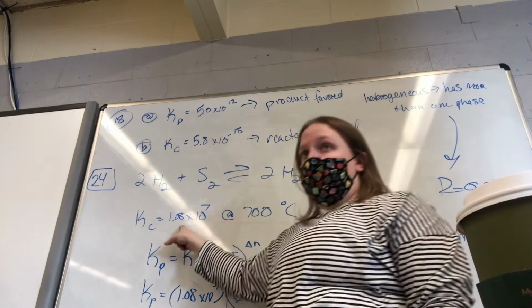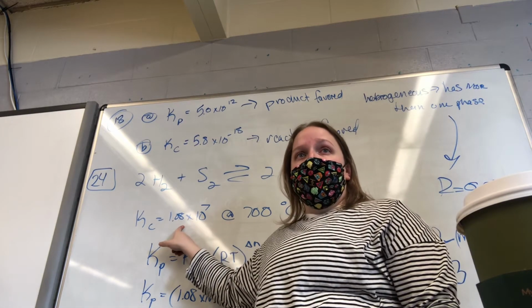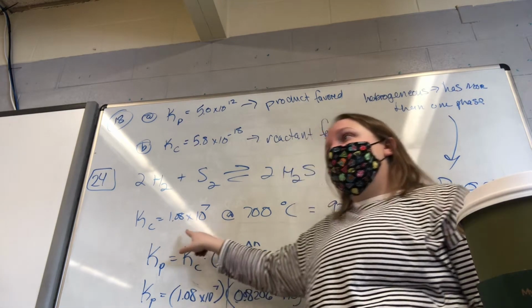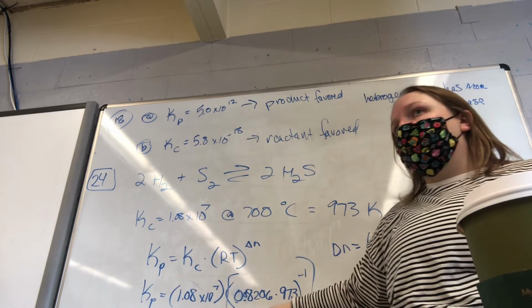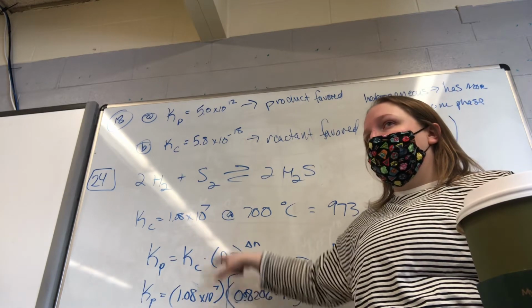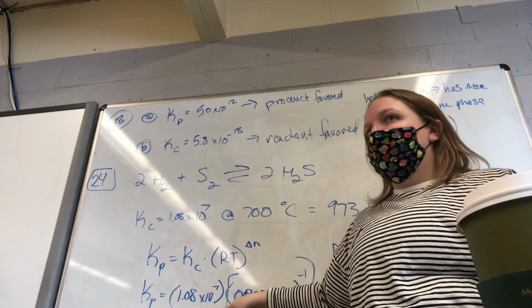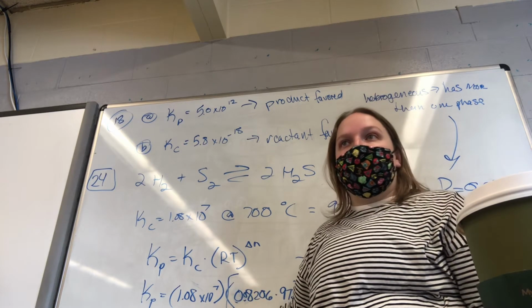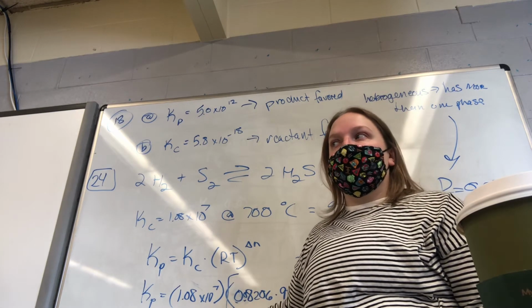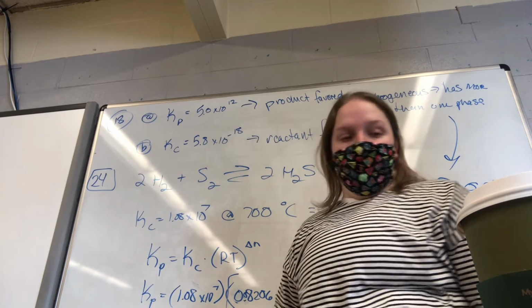That number's big, right? That would mean product favored. In converting from Kc to Kp, do we change how equilibrium lies? No. Kp should still indicate a product favored reaction. So Kp should still be a number bigger than 1.